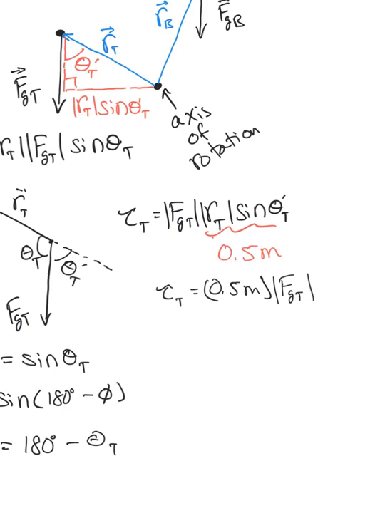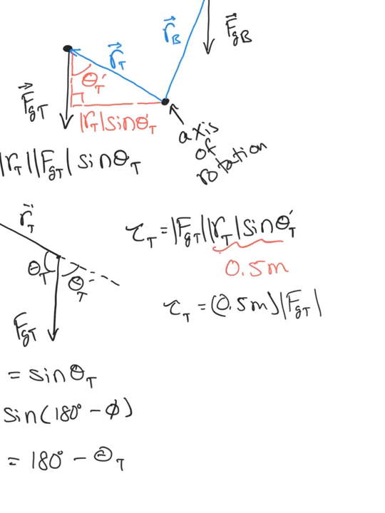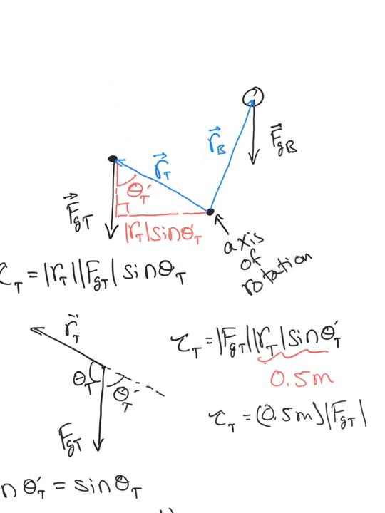And because this torque is attempting to rotate our table in the counterclockwise direction, we call this a positive torque, because we call torques that attempt to rotate our objects counterclockwise positive, and torques that attempt to rotate our object clockwise negative torques. So this torque here is a positive torque, and we actually know all of the values because we know the force of gravity on the table and we know 0.5 meters.